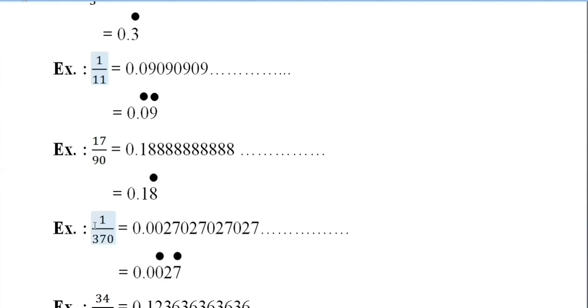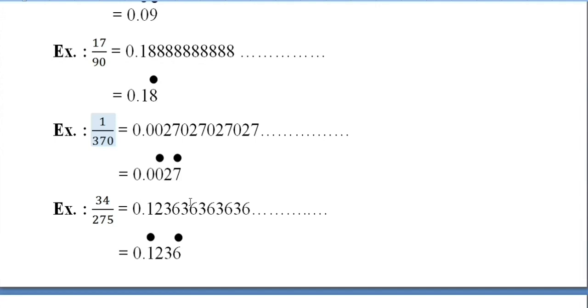Example: 1/370 equals 0.0027027 and so on, which equals 0.0027 with 0 recurring and 7 recurring, because there is a repeating block of 2 digits in the quotient.